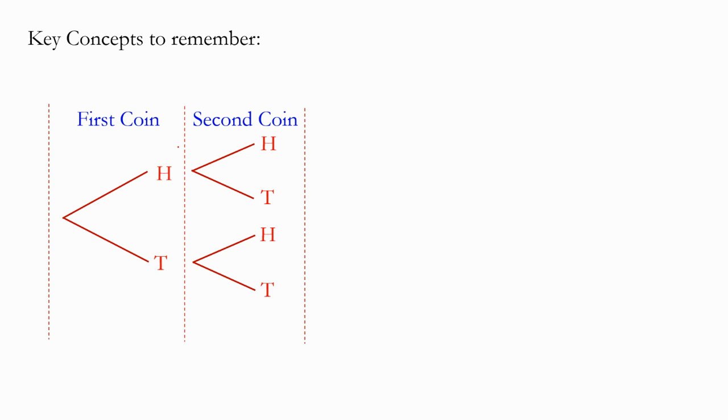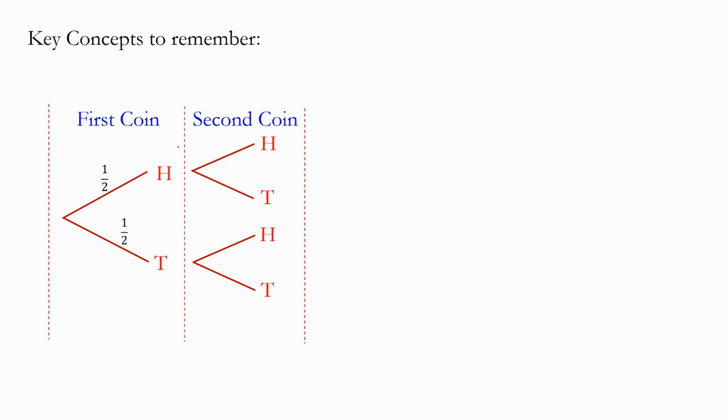Just one more thing left. We have to write the probabilities of each outcome. Where do we write them? On top of the branches. Looking at the first coin, the probability of getting heads is 1 over 2, and the probability of getting tails is 1 over 2.